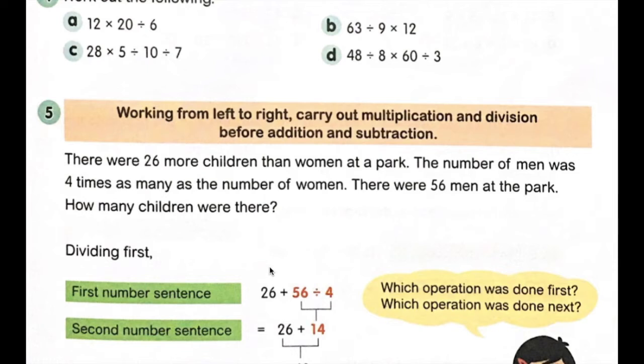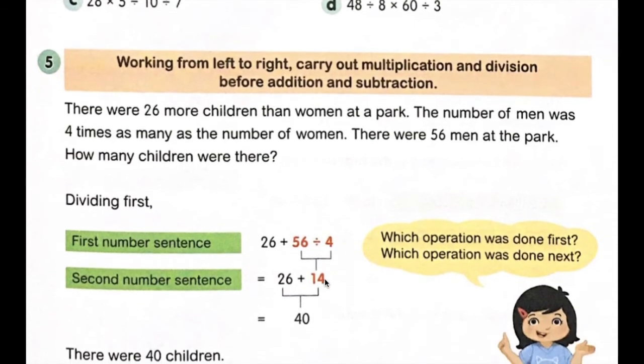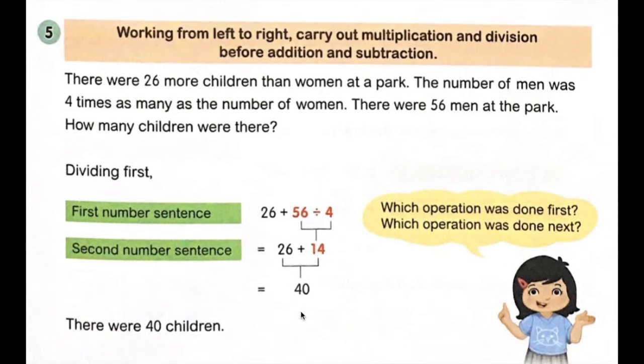So, you will write 26 more. 26 ditambah, ini perempuannya. 56 divide by 4. Mana yang kalian kerjakan dulu kalau seperti ini? Tambah dan bagi. Bagi lebih kuat. So, it will be 26 plus 14. It will be 40. So, there were 40 children in the park.